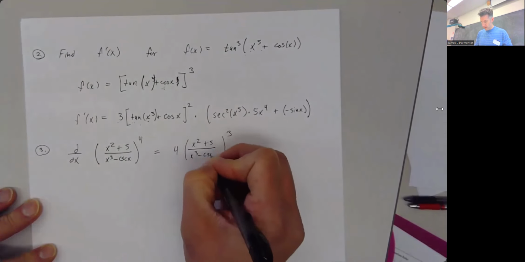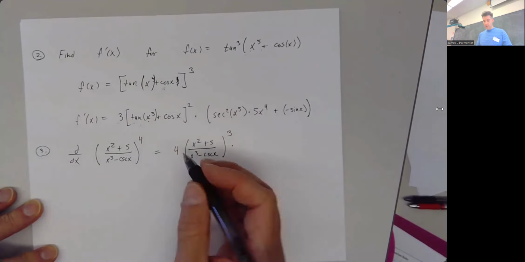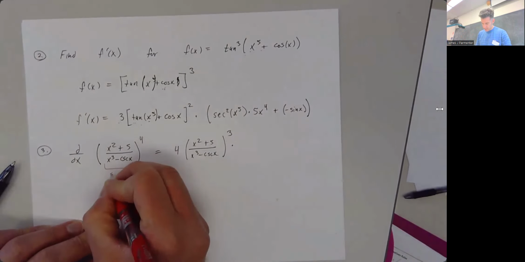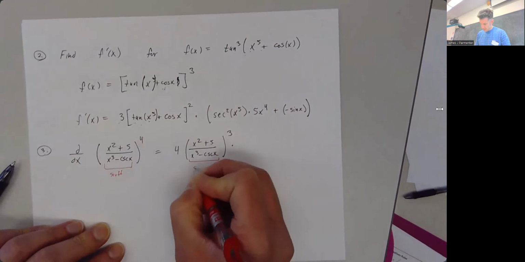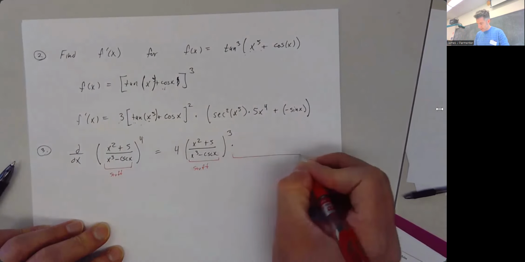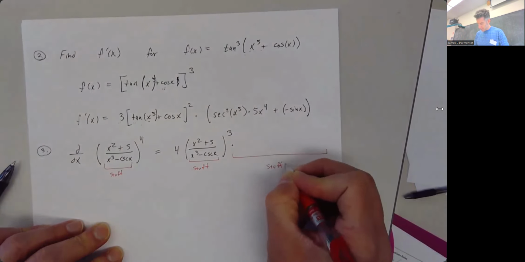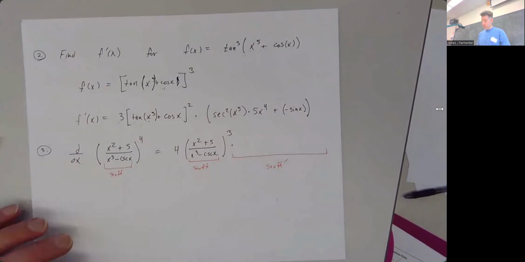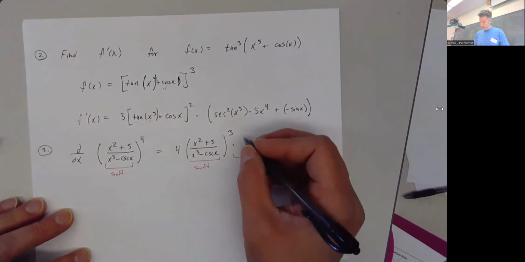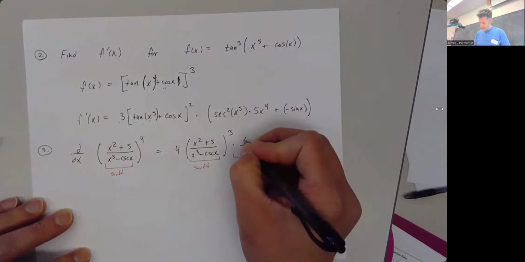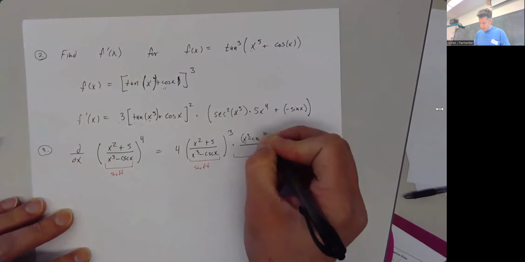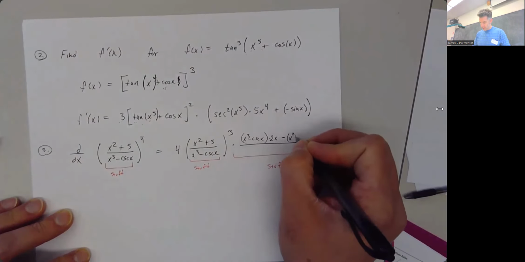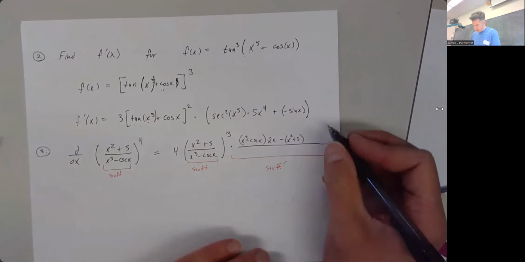But then we have to multiply by the derivative of the inside, right? If that's our stuff there. Now we're going to multiply by the derivative of the stuff, which I'm going to have to use the quotient rule for because the inside stuff is a quotient. So the derivative of the inside stuff is going to be bottom times the derivative of the top, which is 2x, minus the top, x squared plus 5, times the derivative of the bottom, which is going to be 3x squared.